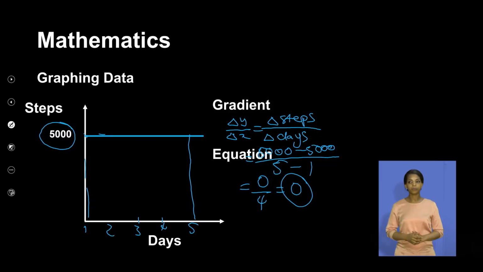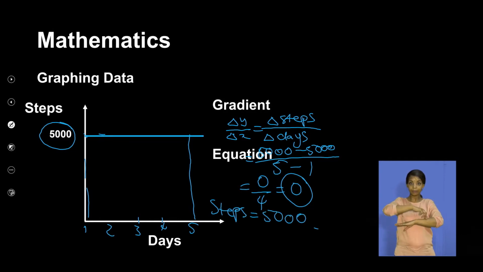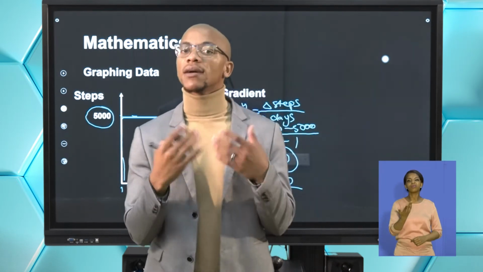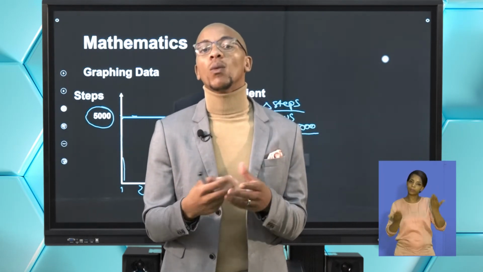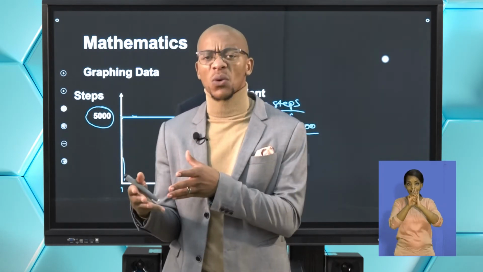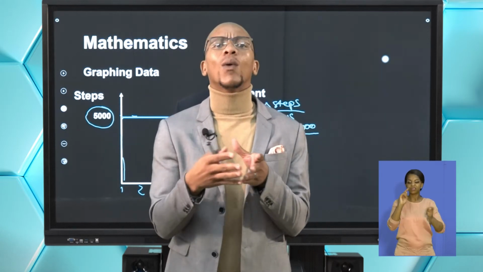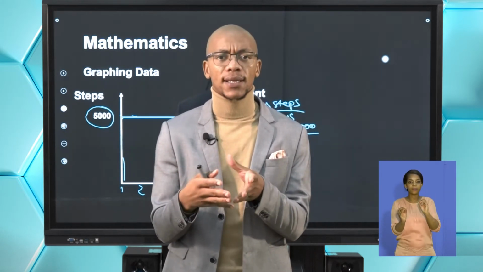So with our equation, it means that the equation will then be steps equals just 5,000, right? What does that mean? It means in each day, you are just walking 5,000 steps. No change whatsoever. So this is one example of when there is really no growth taking place, or when there is no change taking place.